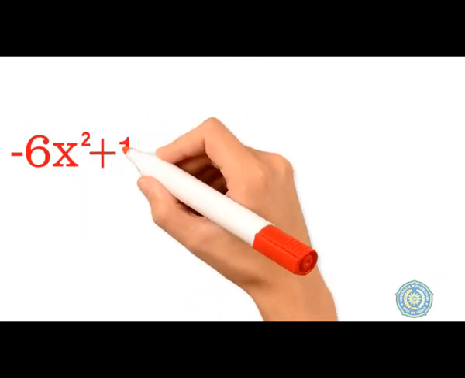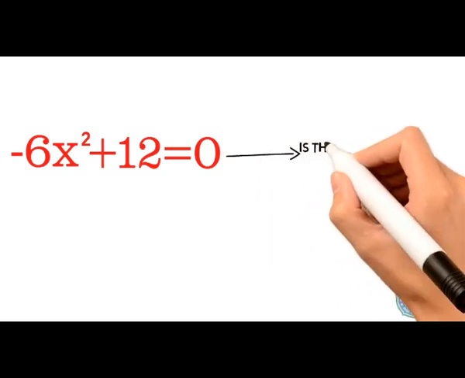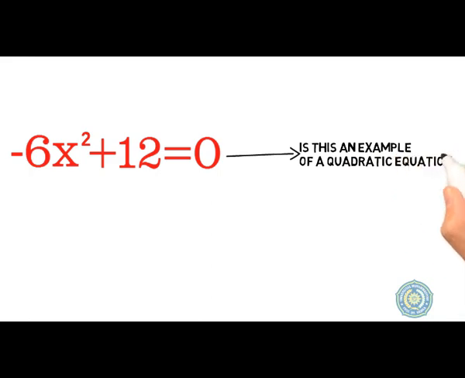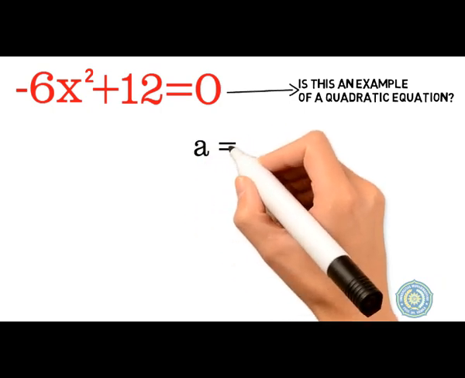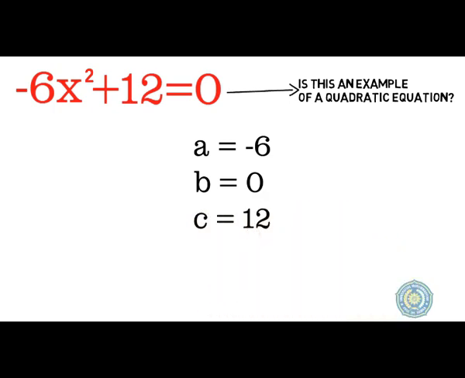Minus 6x squared plus 12 equal to 0. Is this an example of a quadratic equation? Yes, good job! This is an example of a quadratic equation. A is minus 6, b is 0, and c is 12.